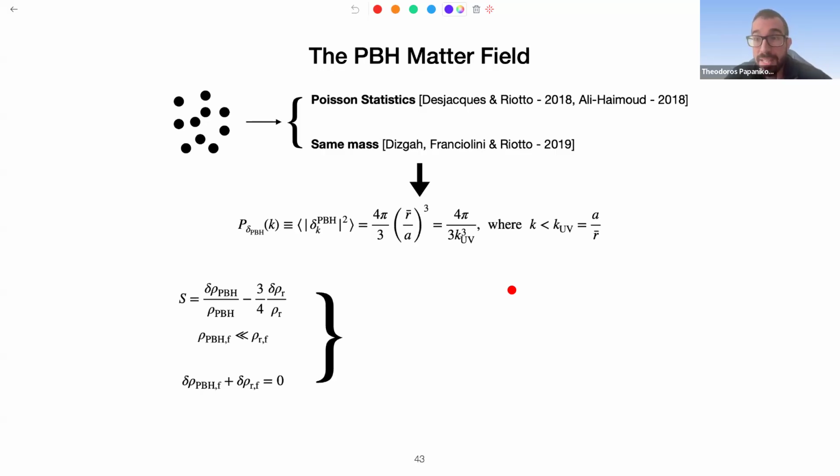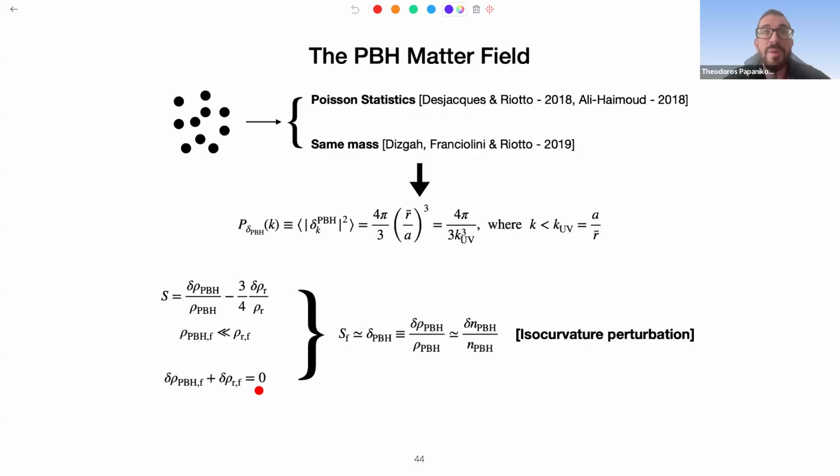Since then, we have a two-fluid system. We have radiation, which collapses and forms black holes, which act as pressureless dust. We can define an isocurvature perturbation in this way, accounting for the fact that black holes at their formation time are subdominant compared to radiation, and also taking into account the conservation of energy. We can find that the isocurvature perturbation at formation time is almost equal to the energy density perturbation of the black holes, which in itself is proportional to the number density fluctuation of these objects. One then can see the number density fluctuations of PBHs as an isocurvature perturbation.